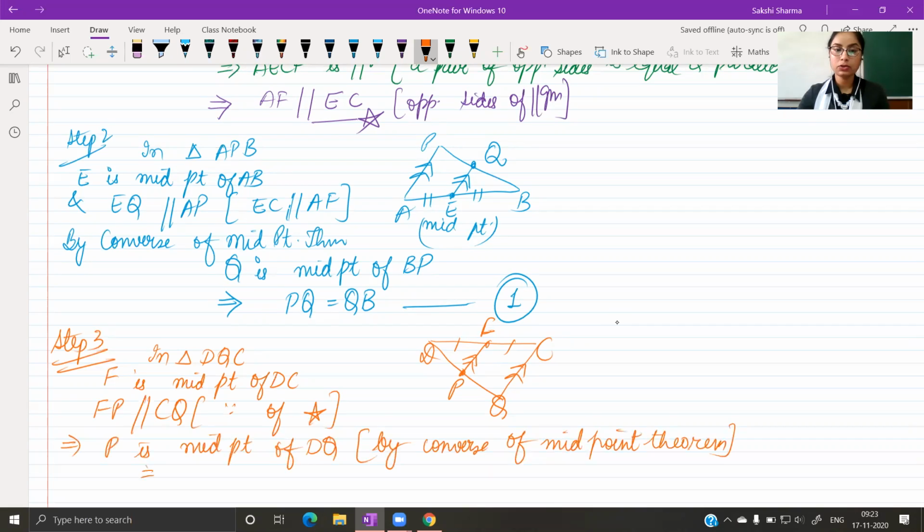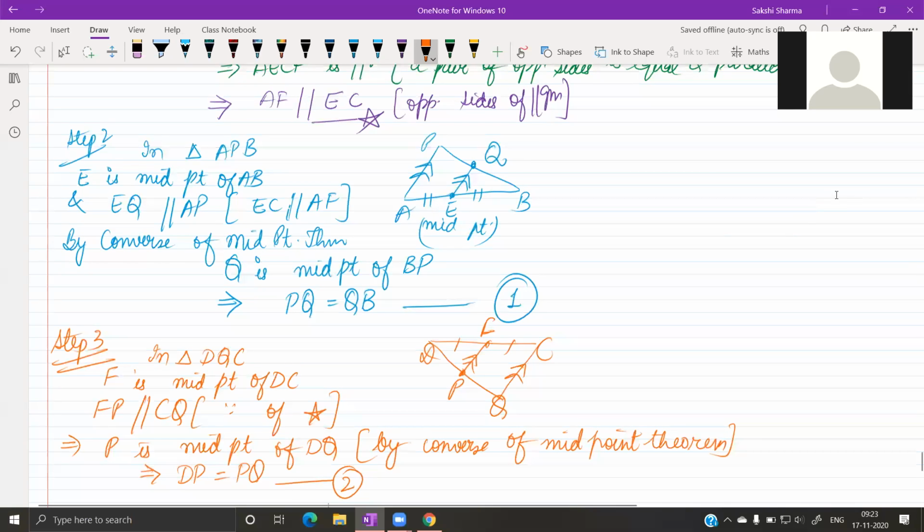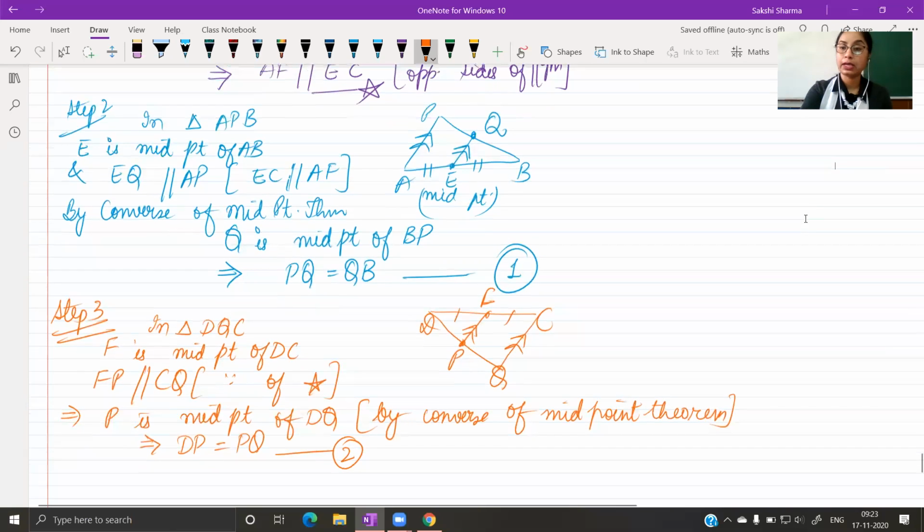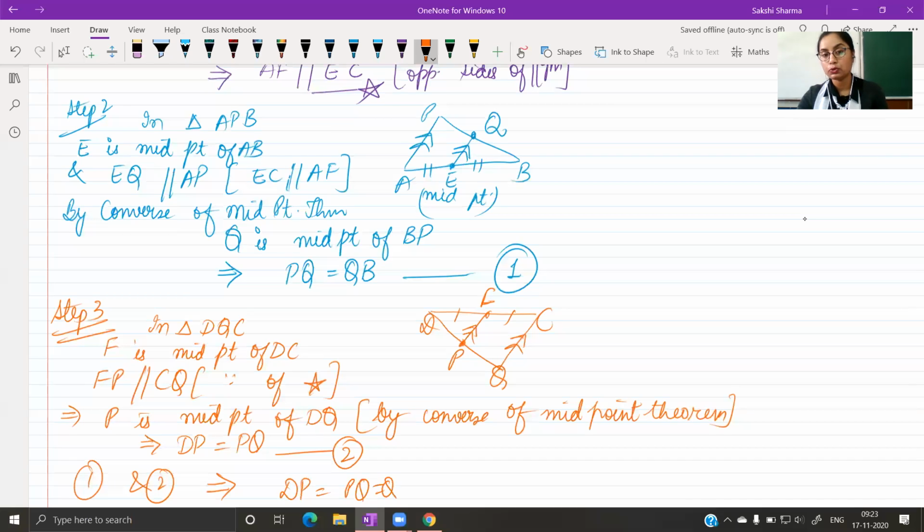And from here, I can conclude that DP equals PQ. Combine the results obtained by applying the converse of midpoint theorem in two triangles, result 1 and result 2. From 1 and 2, you can conclude that DP is equal to PQ is equal to QB. So the three parts of the diagonal BD are equal. That means that the diagonal has been trisected. This is what we wanted to prove.